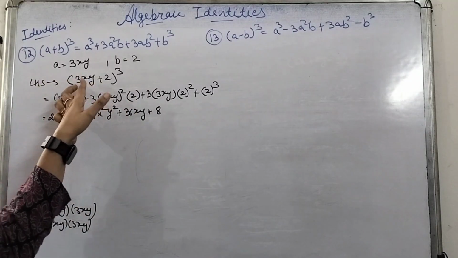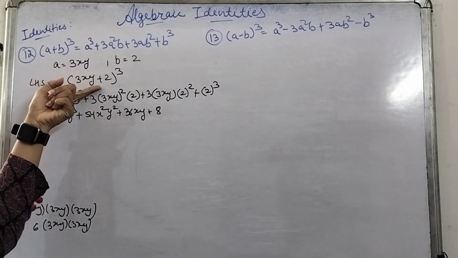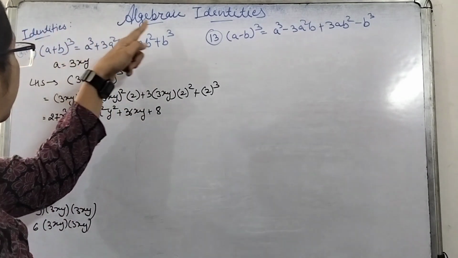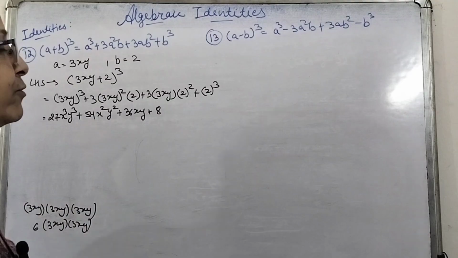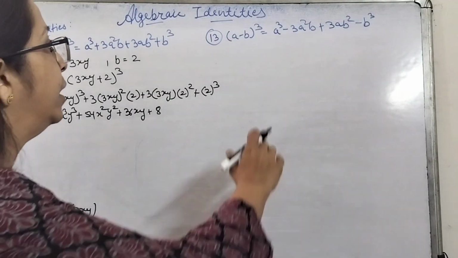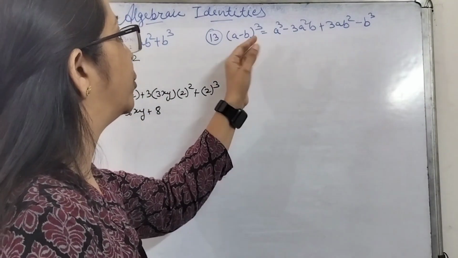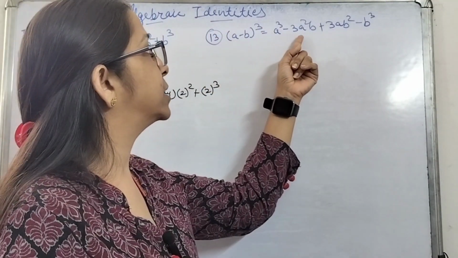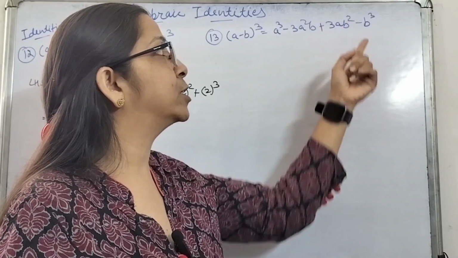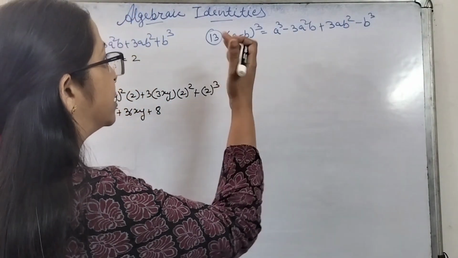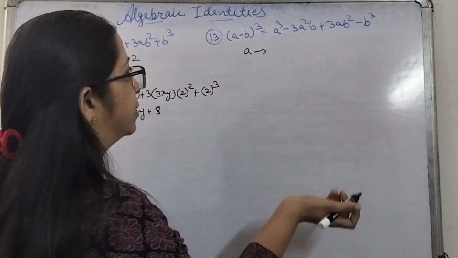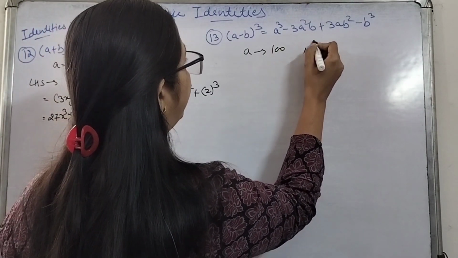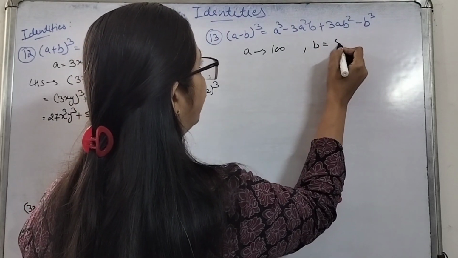If we find the cube of this expression, that means if we multiply this expression 3 times, the answer will be this. That's why using your identities very easily we can find the products. Now, if your expression is in the form (a minus b) whole cube, then the solution will be a cube minus 3a square b plus 3ab square minus b cube. Here, suppose we replace a by 100 and b by 5.